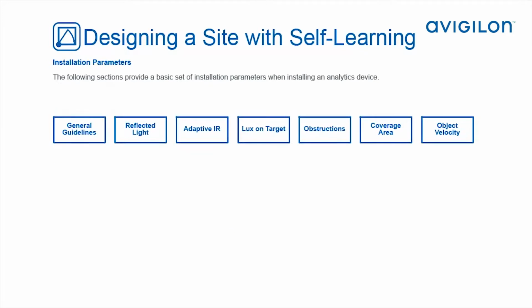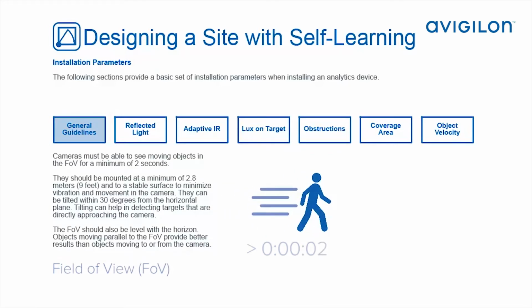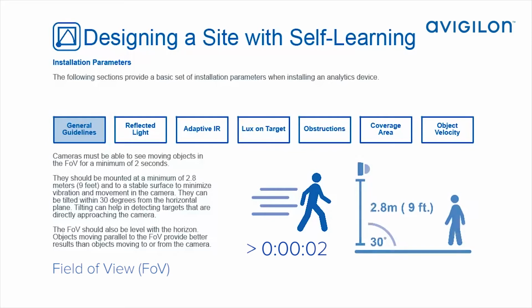The following sections provide a basic set of installation parameters when installing an analytics device. Cameras must be able to see moving objects in the FOV for a minimum of 2 seconds. They should be mounted at a minimum of 2.8 meters and to a stable surface to minimize vibration and movement in the camera. They can be tilted within 30 degrees from the horizontal plane. Tilting can help in detecting targets that are directly approaching the camera. The FOV should also be level with the horizon. Objects moving parallel to the FOV provide better results than objects moving to or from the camera.